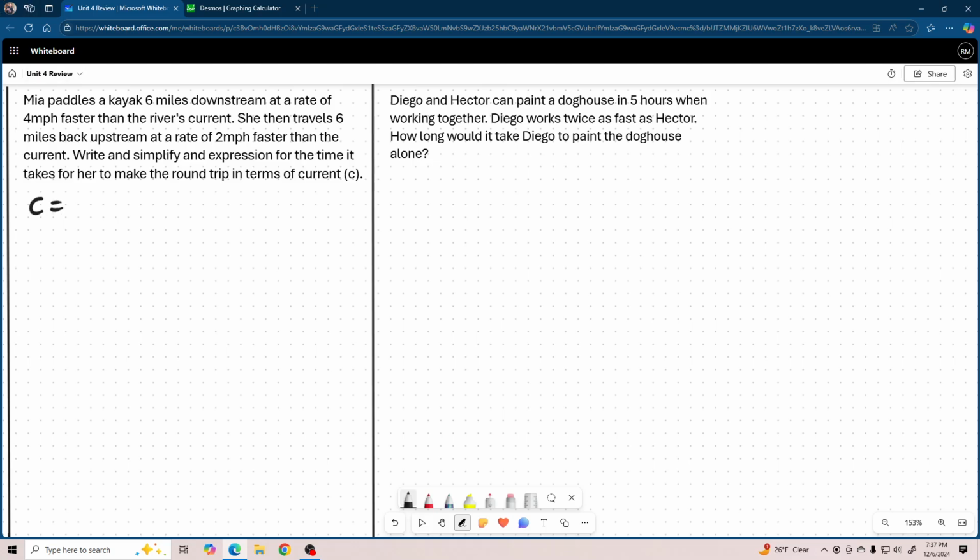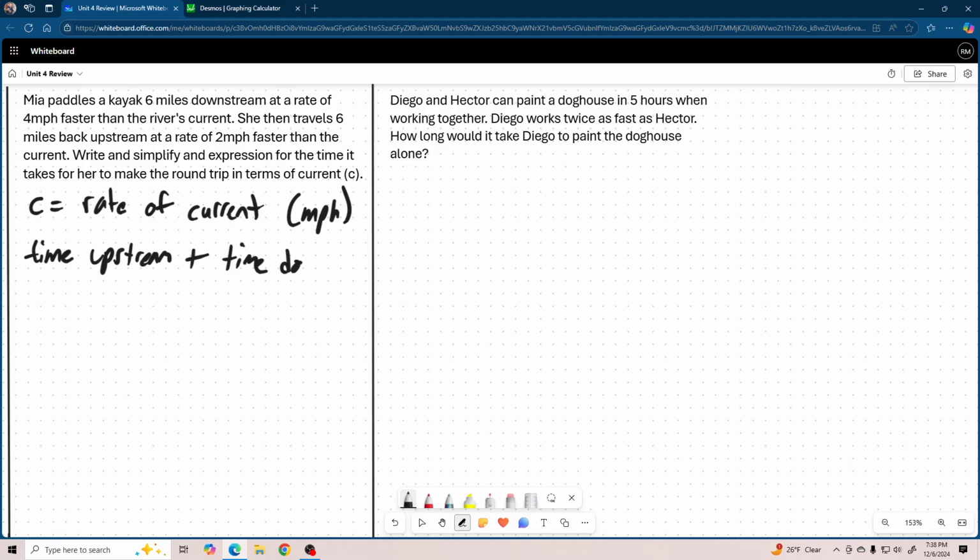Okay, so first of all, they already kind of told us this, but let's establish that variable quickly. We're going to let c equal the rate of the current. And of course, if it's a rate of a current, it's going to be in miles per hour. Okay. Now we have to think about what this is asking us. It's asking us to write an expression for the time that it takes for her to make this trip, right? So the time it's going to take is the time she takes traveling upstream, plus the time that it takes to go downstream.